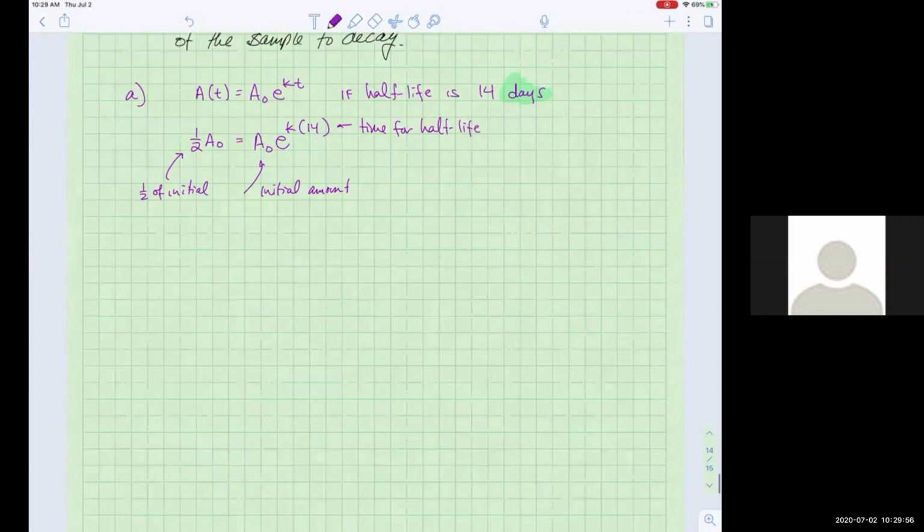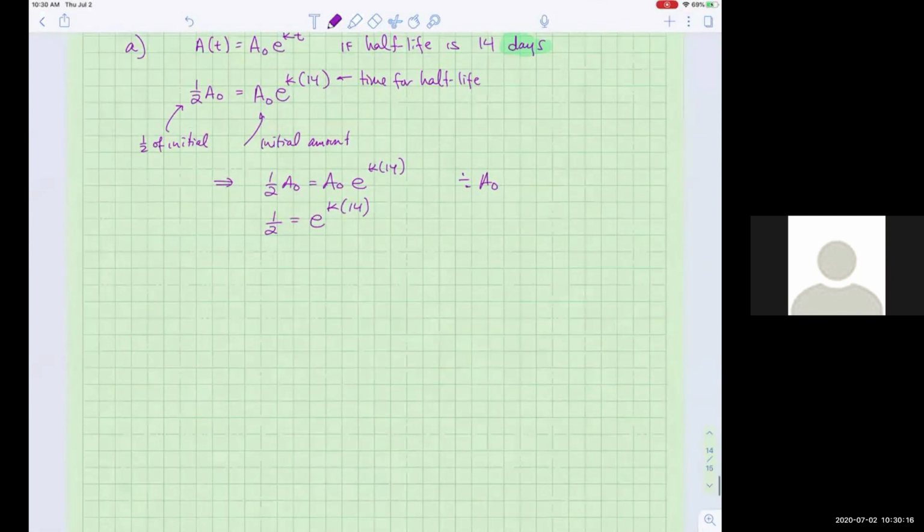So we have a simple equation here. This is 1/2 A naught is equal to A naught e to the K times 14. And to isolate our exponential, we'll divide both sides by A naught. And we'll see here that actually it doesn't matter how much you start with.